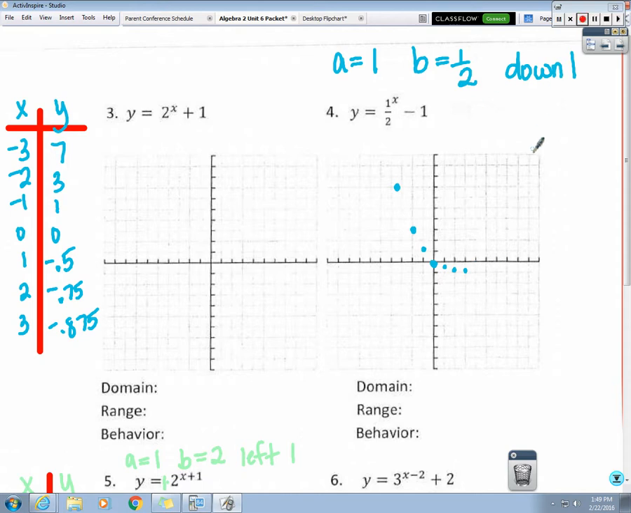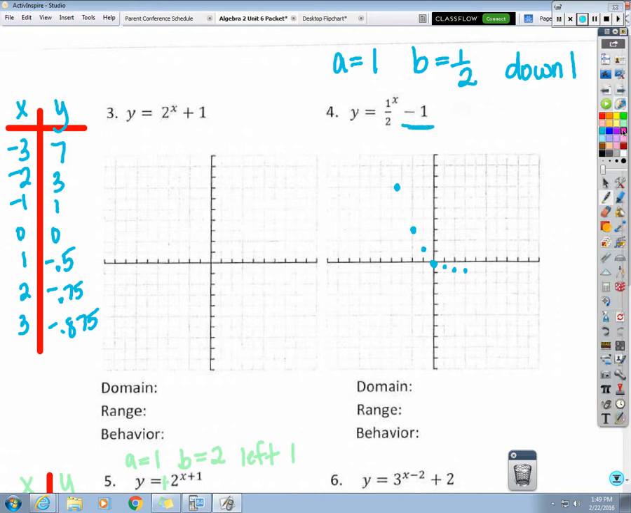So our asymptote is at -1, and you can see that from the equation because it's -1. Okay, the K value will tell you where your asymptote is.